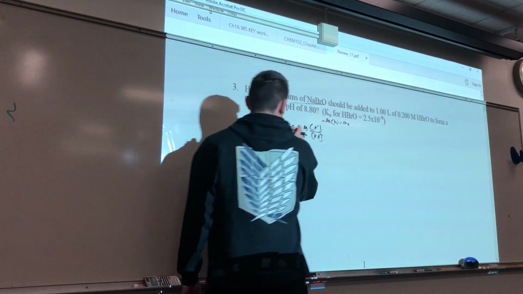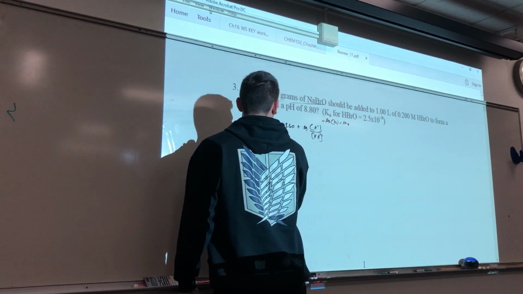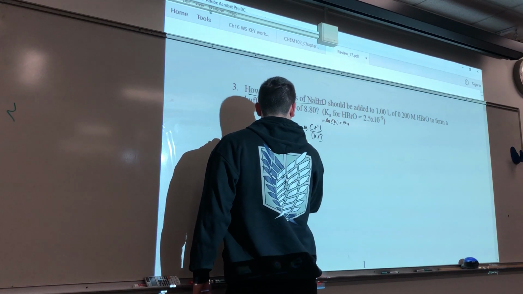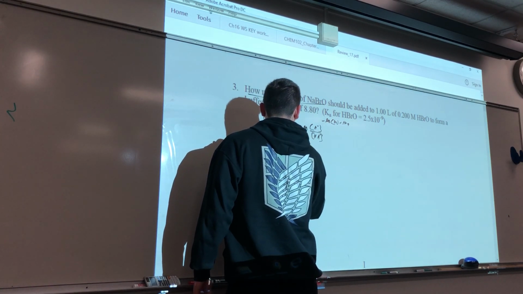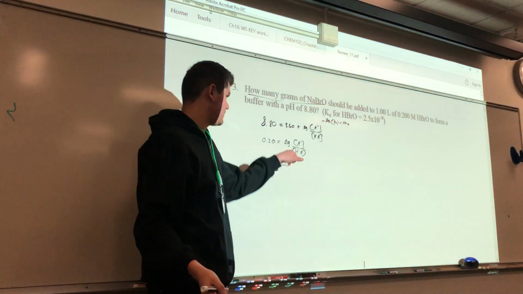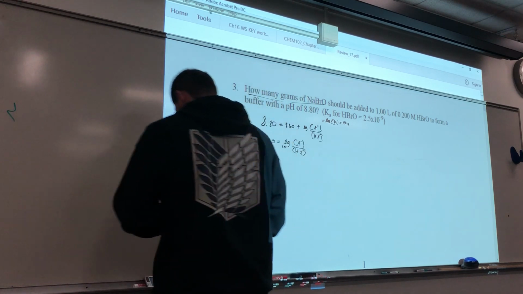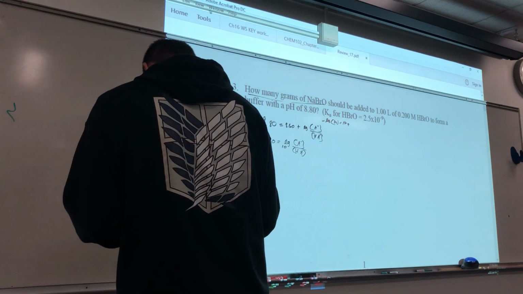So we can subtract this over and get 0.2 equals the log of A minus over HA. Take the anti-log, right? You gotta get rid of the log. 10 to the power of this, and that gives us 1.58.